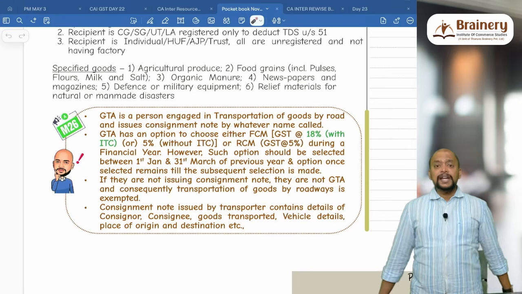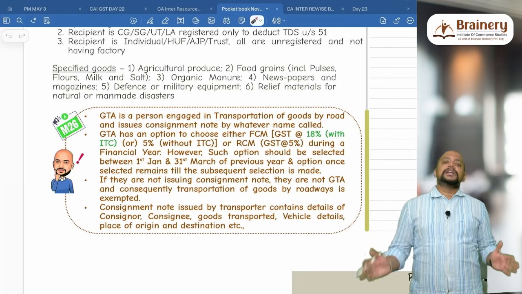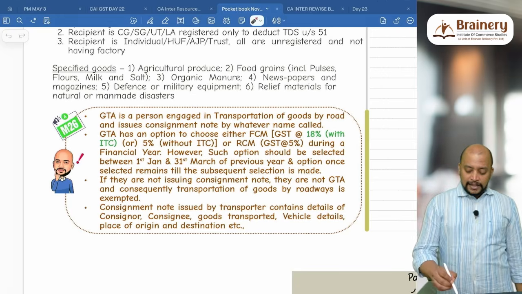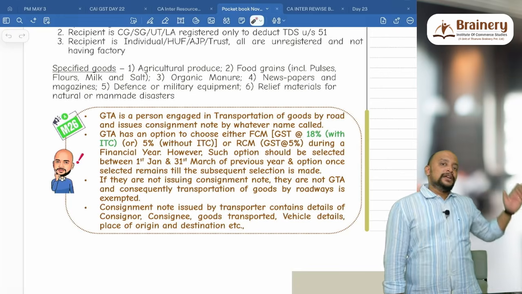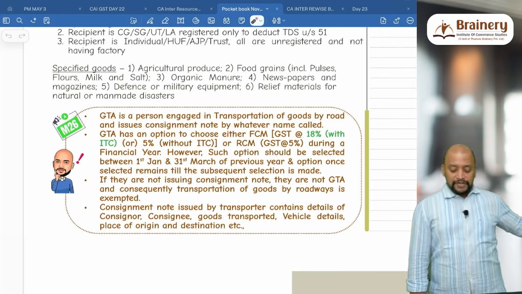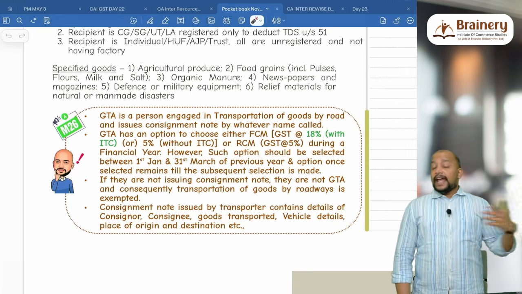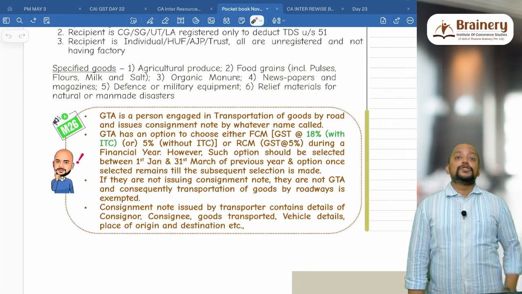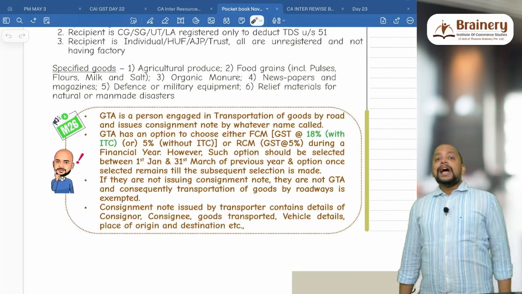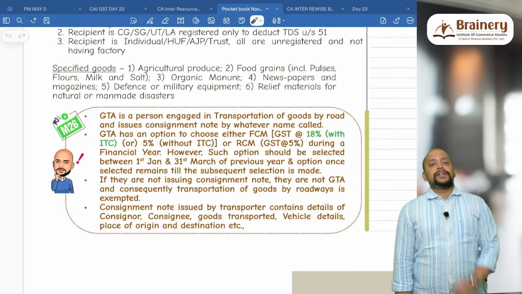Okay, whereas with respect to each financial year, FCM versus RCM, that is this, and they need to exercise this option between 1st January to 31st March of the preceding financial year. And who is a goods transport agency? Any person engaged in transportation of goods by roadways, only roadways, and issues a consignment note by whatever name called.